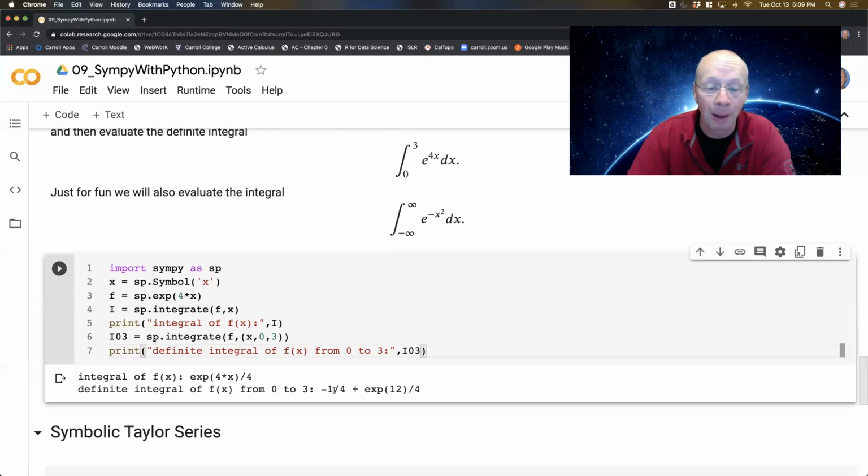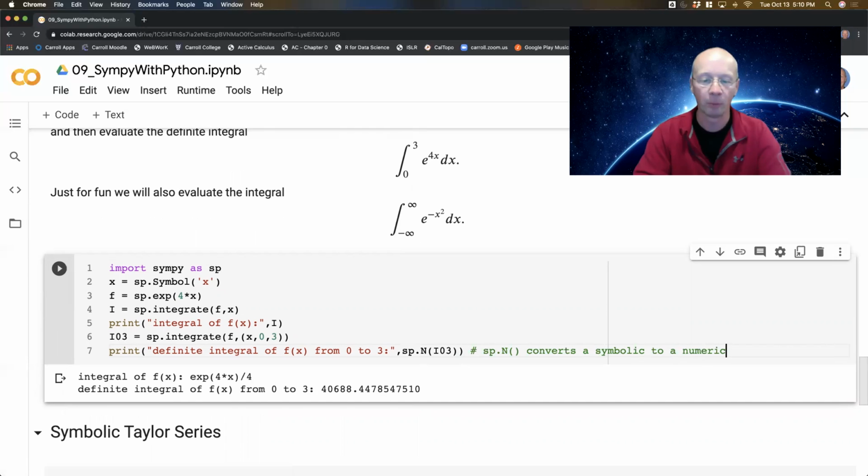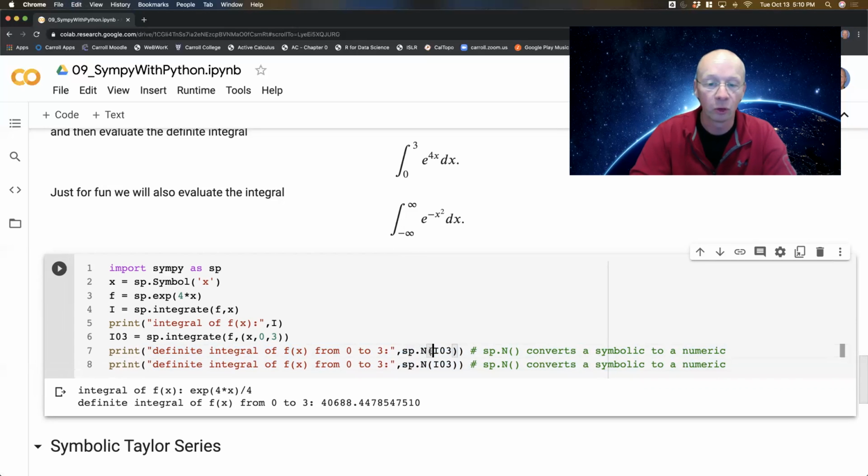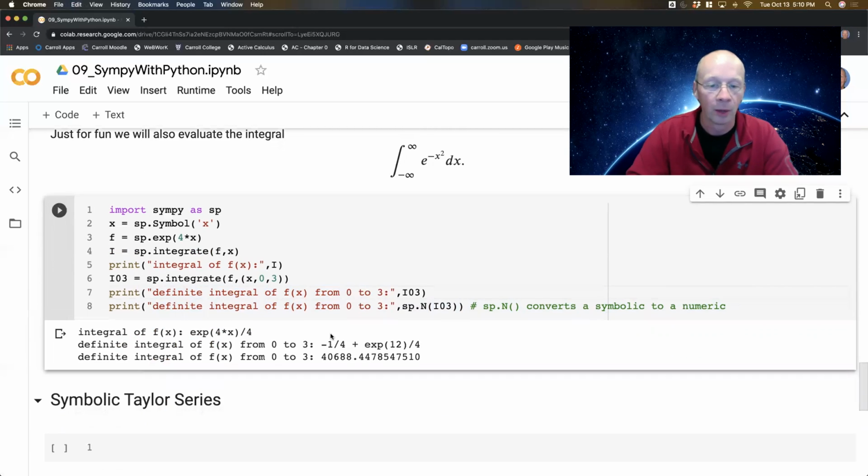Okay, and it actually gave me a symbolic answer like this. So negative 1/4 plus e to the 12th all divided by 4. That's not always super helpful. So one thing you can do is do sp dot capital N. Capital N will convert it to a numerical answer. So basically that changes it from a symbolic answer, which is maybe not human readable, to a numerical answer, which is maybe human readable. So I'm gonna show both of them here just so you can see the difference, compare and contrast. So there's the first answer, which is the exact answer. That's what you would get on paper. And this is the numerical answer, which is what you would get if you actually shove this thing into a programming language like Python or into a calculator.